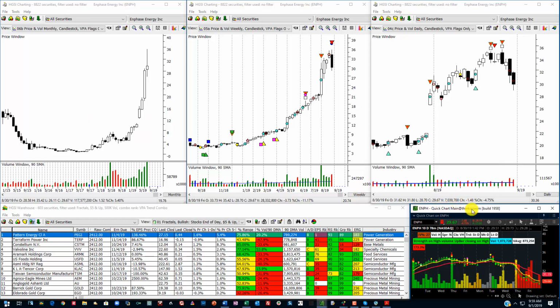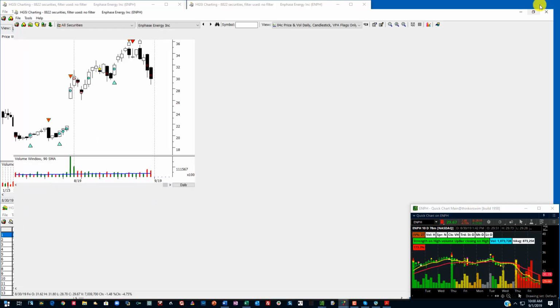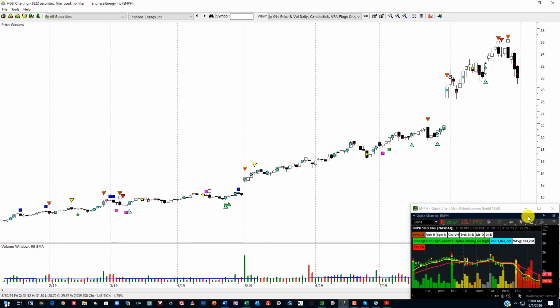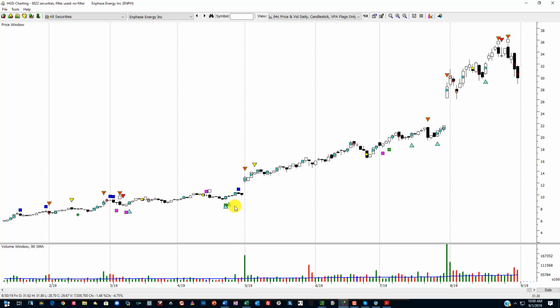Now, I am not going to go back in time on ENPH clear back here, but let's take a look and see what was happening with the daily and weekly charts back in this time frame. So if I put a crosshair on here with my alternate C key, you can see that that was on Friday, the 22nd of February. I'll bring this up and zoom out just a little bit, put a crosshair on here, and this 22nd of February would be back here.